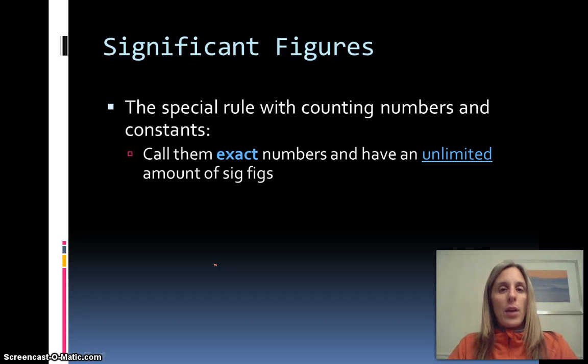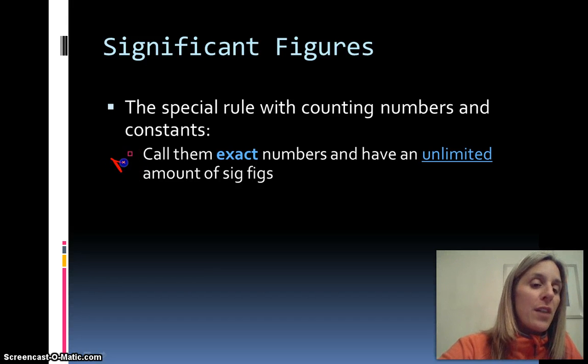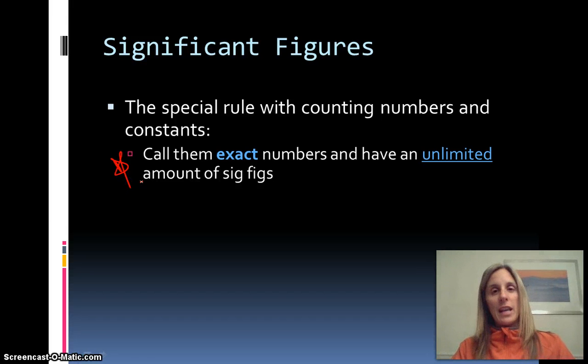Now, if we have something called a counting number or a constant, these are things like 24 students in class, or 13 pens in your pencil case. Those are things that are counted, and they don't have a sig fig amount. They're considered to have an unlimited number of sig figs, and we'll talk about why later next week. So if you have a counting number, something you physically counted, or a constant, it has an unlimited number of sig figs. This is a very important rule because you're all going to forget it and get it wrong on the test. So make sure you star this rule.